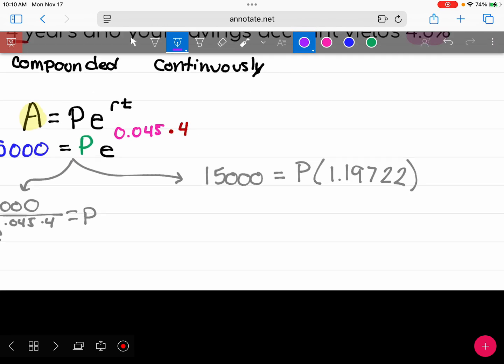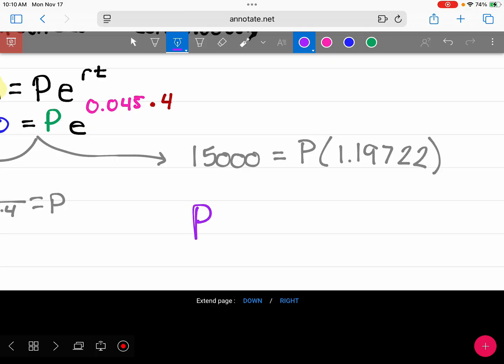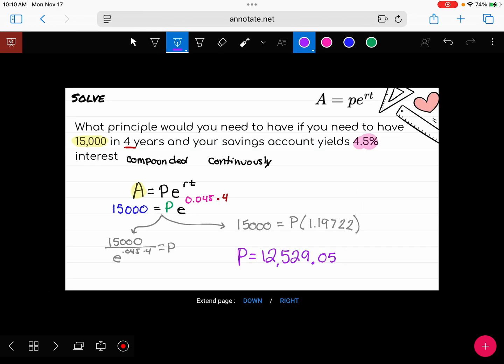What do we get as our principal? How much will we need to put in? $12,529.05. So if I know that in 4 years I need $15,000, if I've got 12 grand, I'm set. I can get $2,500 free dollars just by letting the bank hold on to it for 4 years. We do love a free money situation. Okay. Questions on this one? Because sometimes they give us different information than we anticipated.